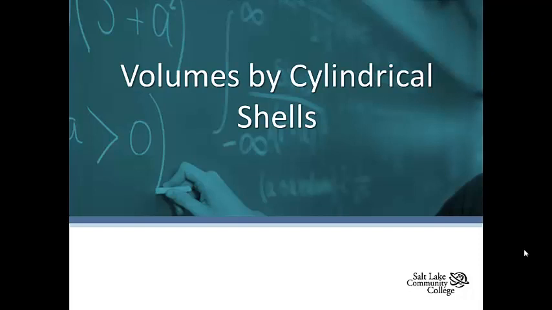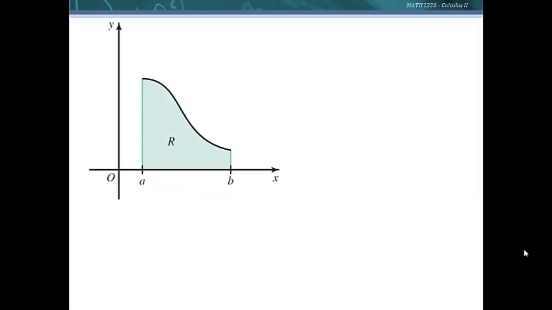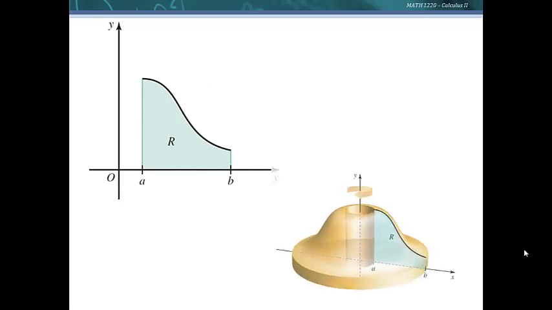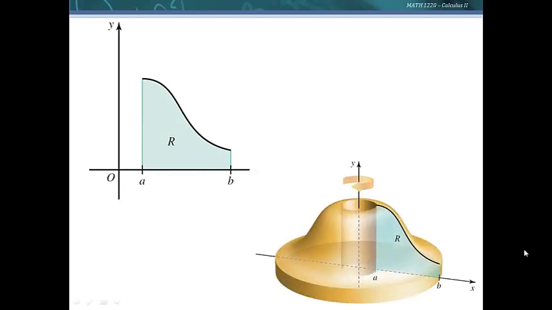Volumes by cylindrical shells. So let's look at a region R. We're looking from a to b, and we have this function. What if we rotate this function around the y-axis? We can visualize the solid that would be generated if we rotated this around the y-axis, and it would have this cylindrical hole in the middle and kind of have this bell shape.